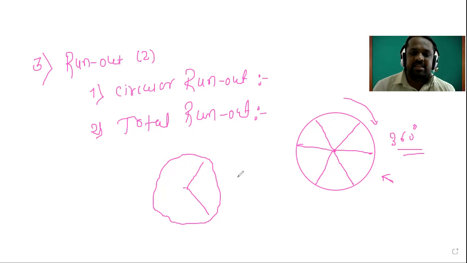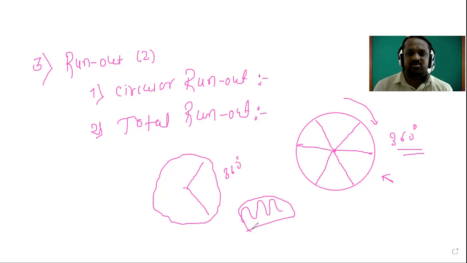And if there is any out, then suppose we rotate this wheel at 360 degrees. During that, it will show the up and down. It will show the up and down. It means it is showing the variations. Understood? It is called the runout.